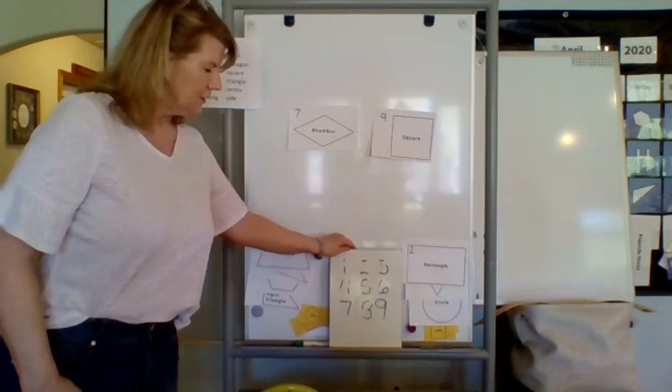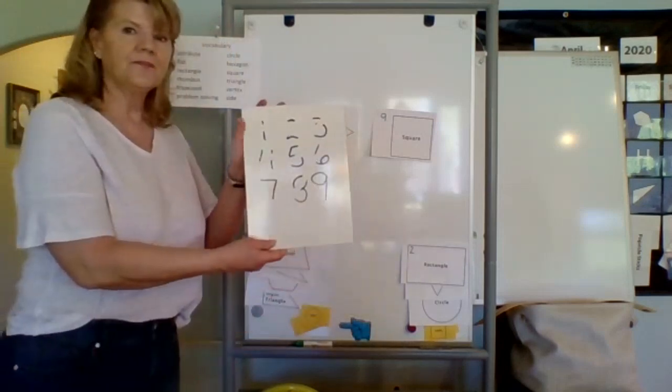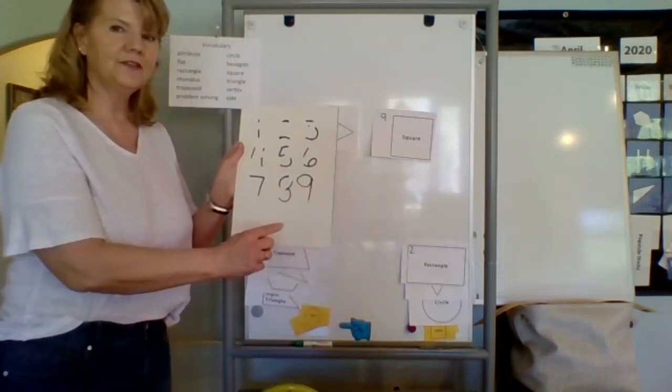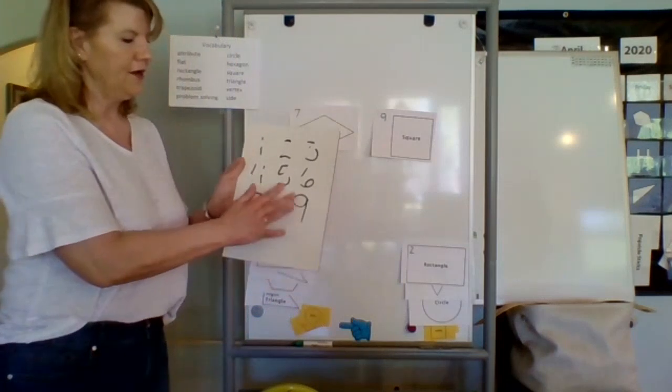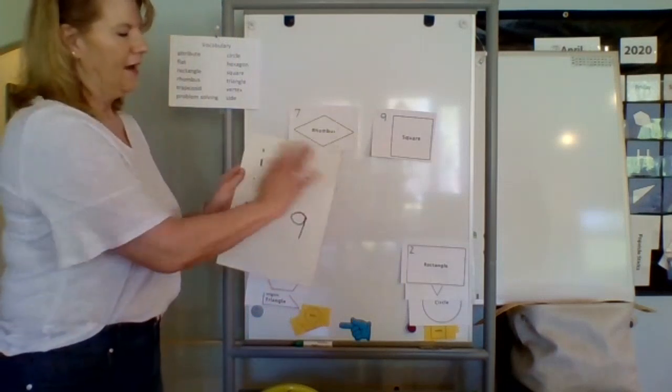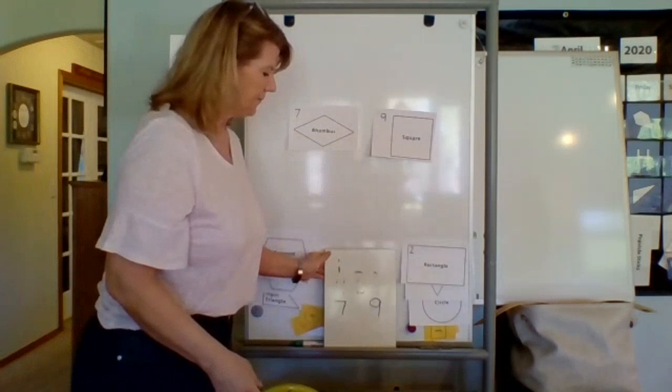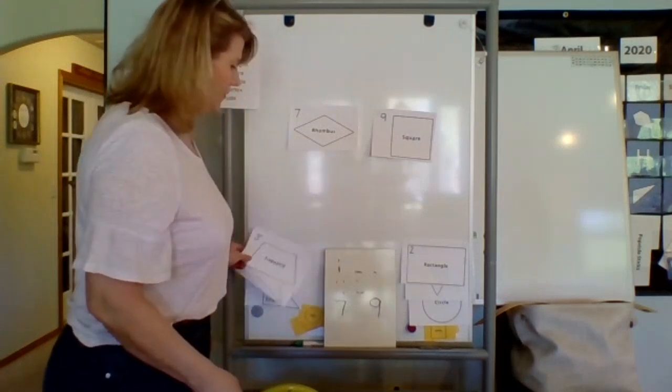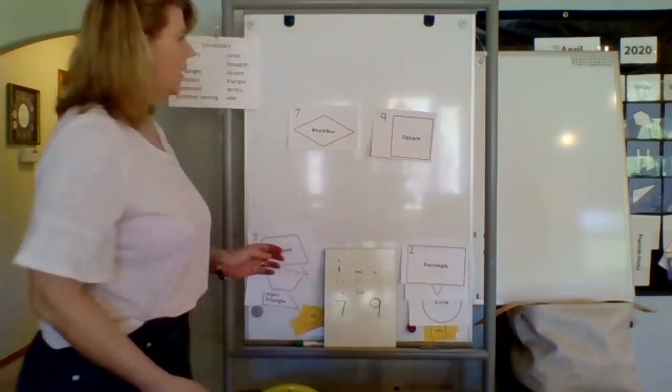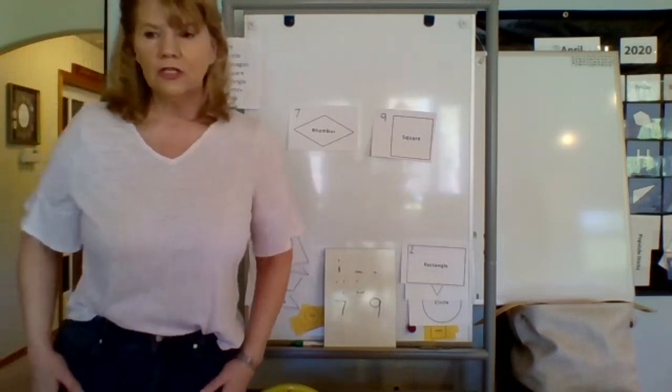Your board should look similar to this. 7 and 9 should be left. The rest should be crossed out, erased, however you want to do it. You could have a line going through it. Okay, our final clue.